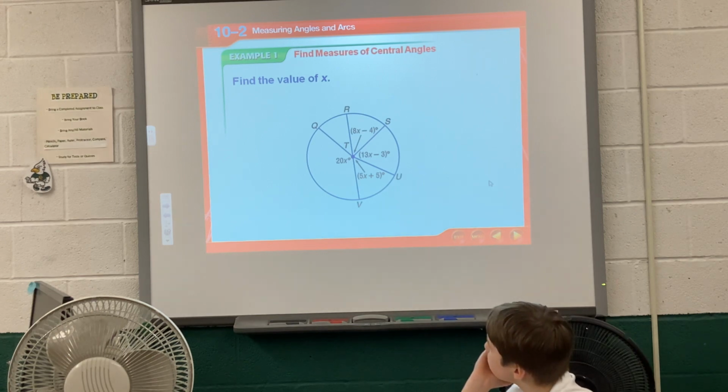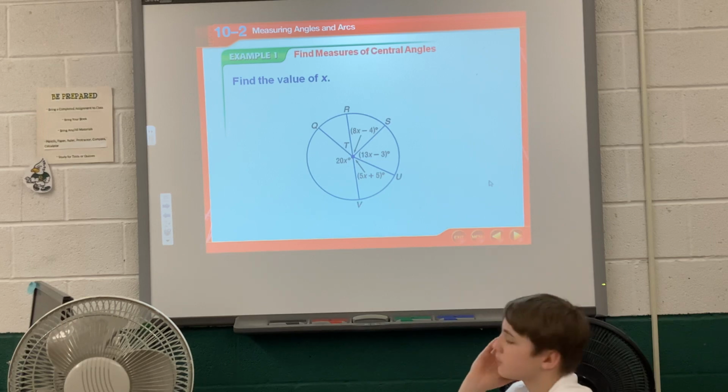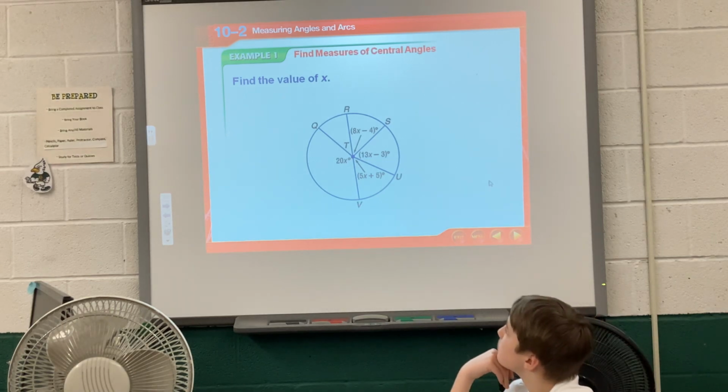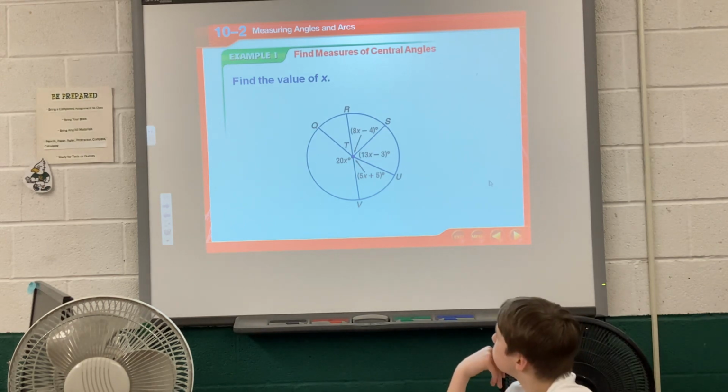What do you got? Since RV is a diameter, it cuts the circle in half, so it's also a semicircle, so you say all is equal to 180. Exactly right. So we're going to do this right here, right?